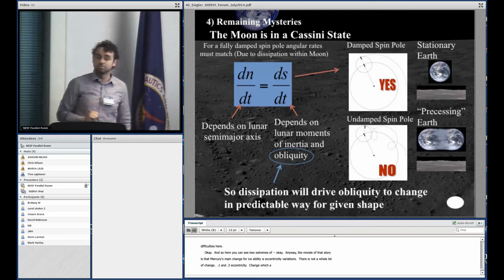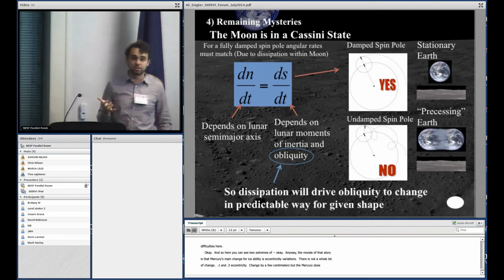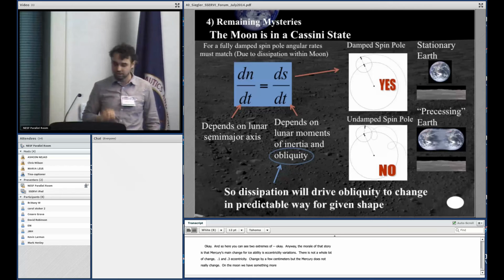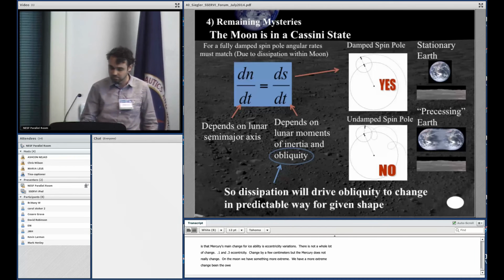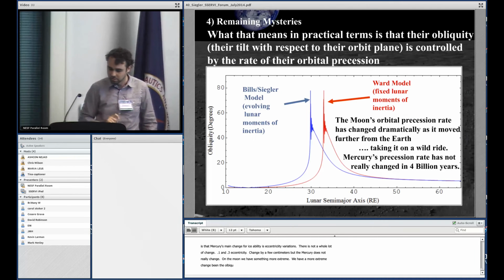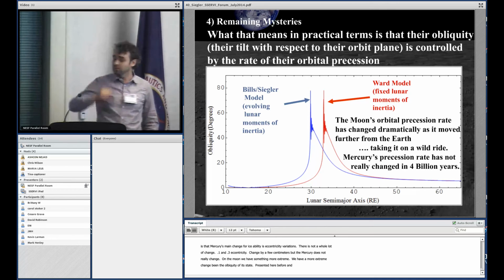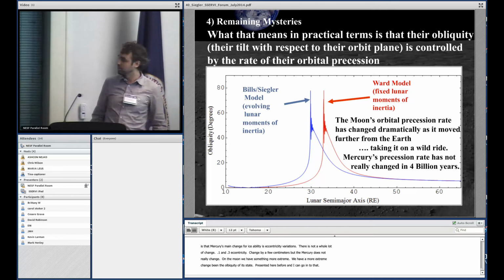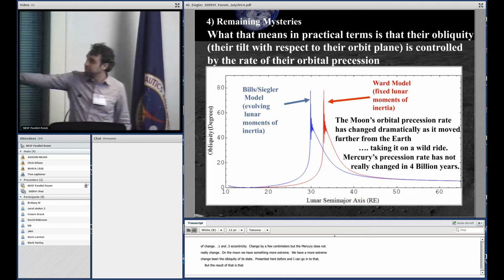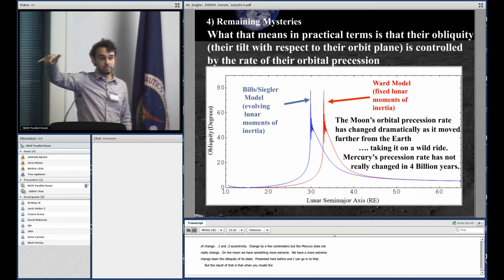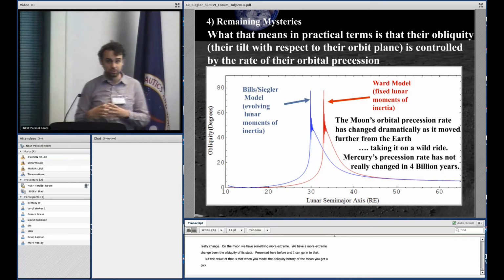On the moon, we have something more extreme. We have a more extreme change in the obliquity over its history due to locking in a Cassini state, which I've presented here before, and I can go into details about that to anyone. But the result of that is that when you model the obliquity history of the moon, you get a picture like this. When the moon was back at around 30 Earth radii semi-major axis, it was flipped on its side. Okay, this is due to tidal dissipation within the moon.